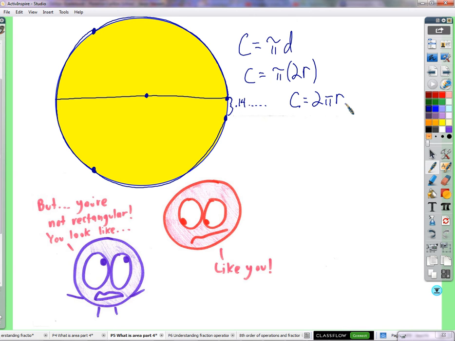Agreed? Okay. When we build this rectangle out of a circle, we're going to want to know that half, just half, not all the way around, half of the circumference, well, it wouldn't be all of this, right? It would be all of 2 pi r. How much of that would it be? Half. So if I take 2 pi r and take half of that, it's 1 pi r. 1 pi r is half of the circumference.